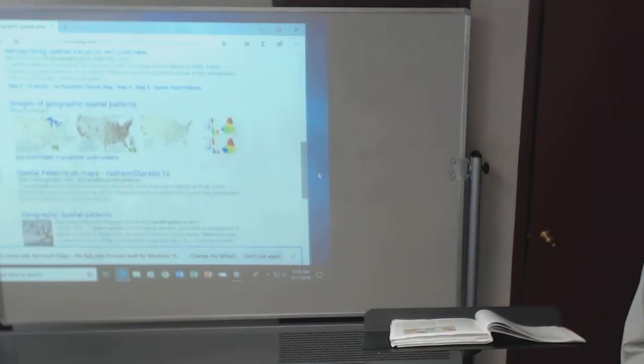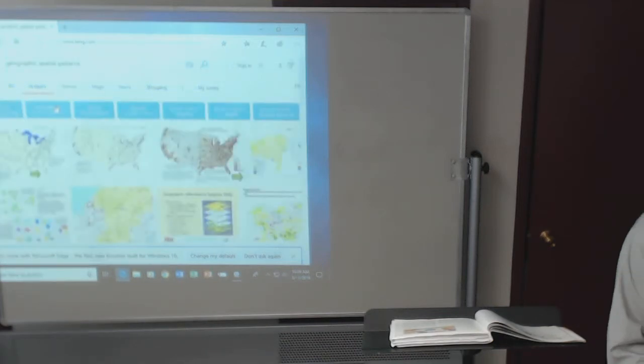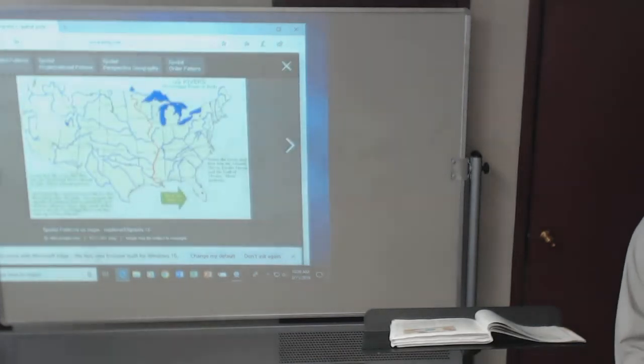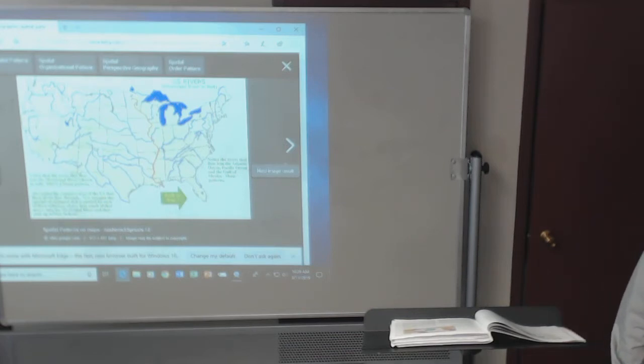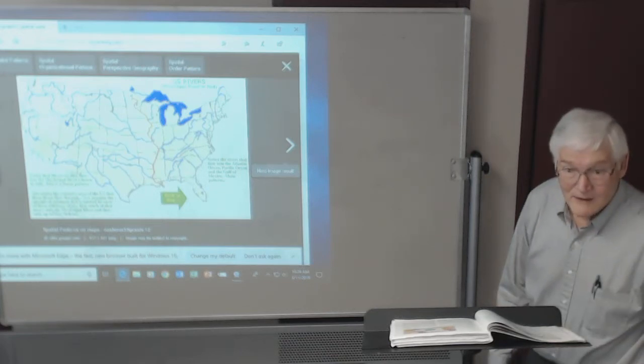Images of geographic spatial patterns. Let's look at those. I always like pictures. What is that? Anyone know what that red line is? The Mississippi River. What? Mississippi River.